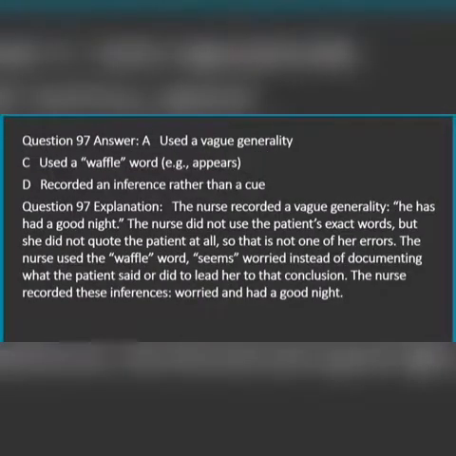Question 97 Answer. A. Used a vague generality. C. Used a waffle word, for example, appears. D. Recorded an inference rather than a cue. Question 97 Explanation. The nurse recorded a vague generality, he has had a good night. The nurse did not use the patient's exact words, but she did not quote the patient at all, so that is not one of her errors. The nurse used the waffle word, seems worried, instead of documenting what the patient said or did to lead her to that conclusion. The nurse recorded these inferences, worried and had a good night.